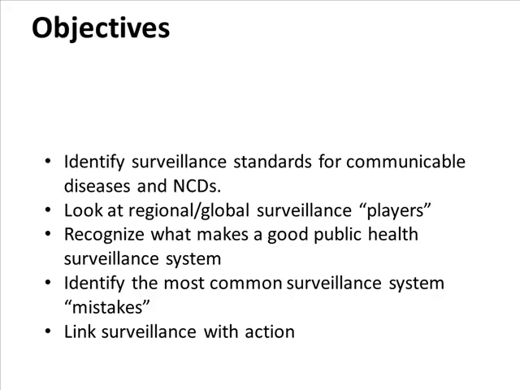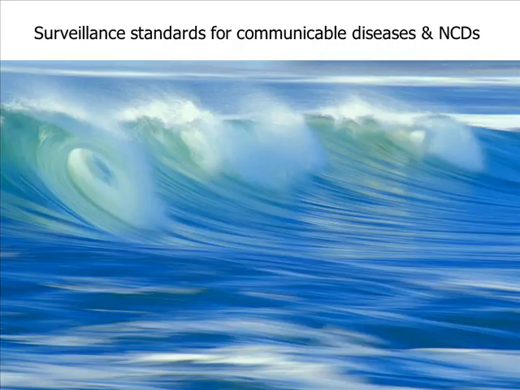Slide 3. These are our objectives. Identify surveillance standards for communicable diseases and NCDs. Look at regional and global surveillance players. Recognize what makes a good public health surveillance system. Identify the most common surveillance system mistakes. Link surveillance with action. Slide 4. We will review surveillance standards for communicable diseases and non-communicable diseases.